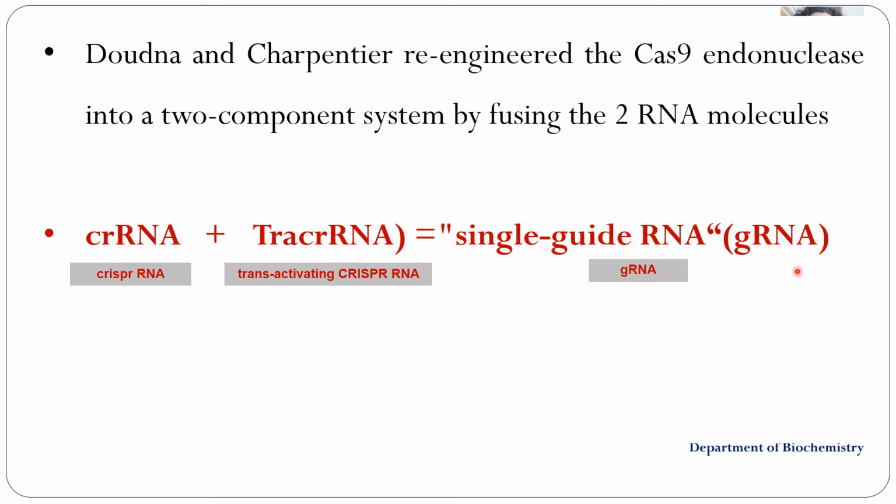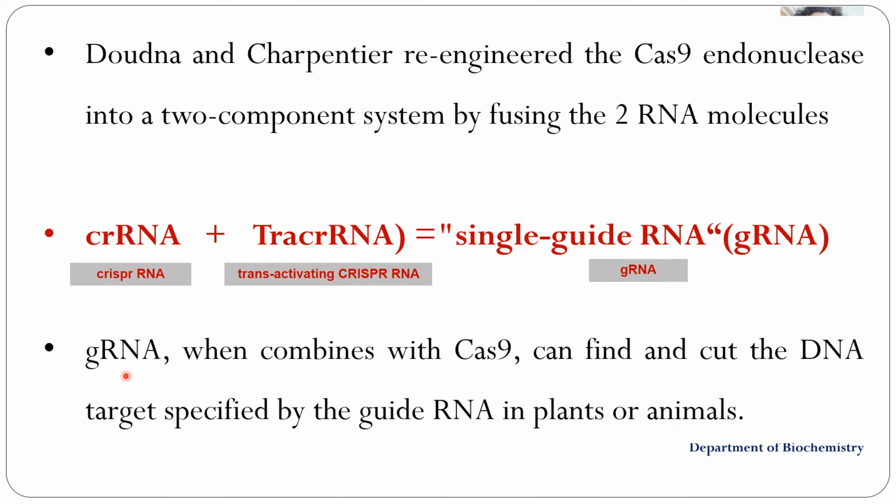Now what this guide RNA will be able to do, let us see. This guide RNA, when it combines with the Cas9 protein, can easily find and cut the DNA target specified by the guide RNA in both plants or animals. So this has been experimentally proved, and the success of this technology has been measured, and thereafter both these women scientists were awarded the Nobel Prize for Chemistry in 2020 for simplifying the CRISPR-Cas9 system as a genetic tool.